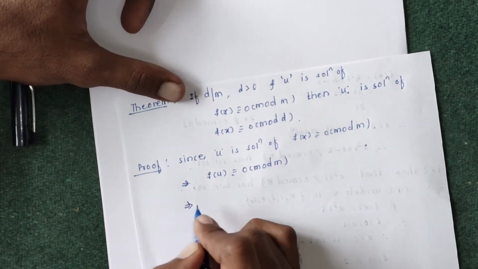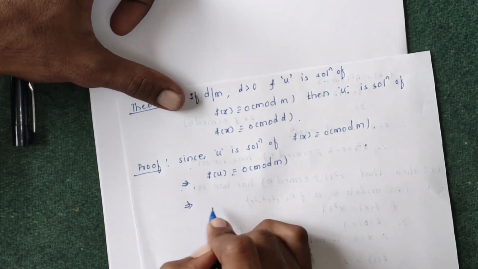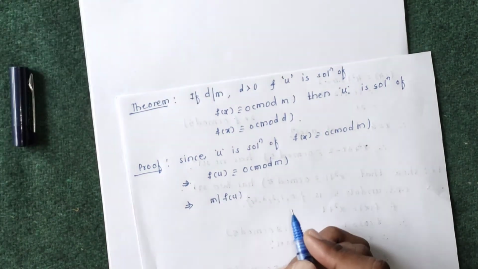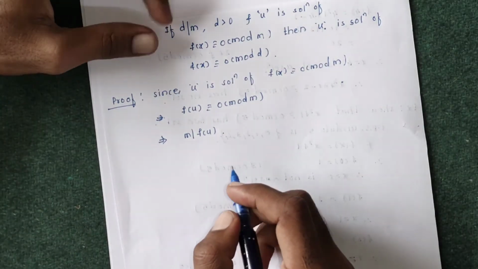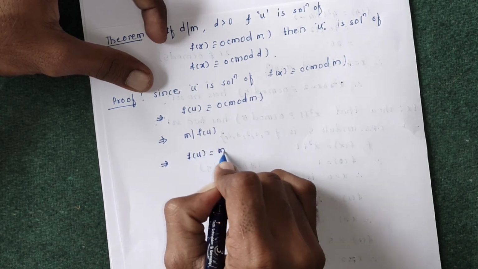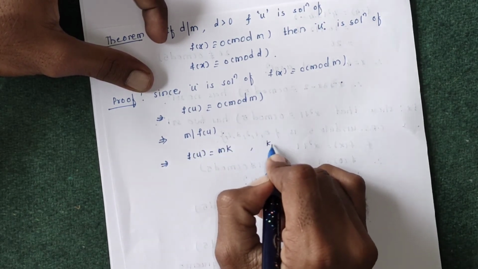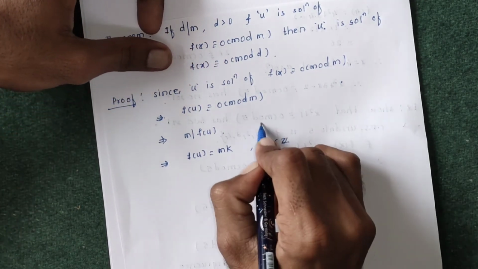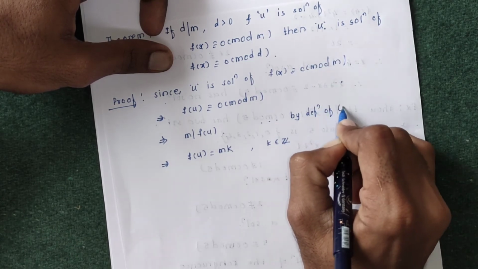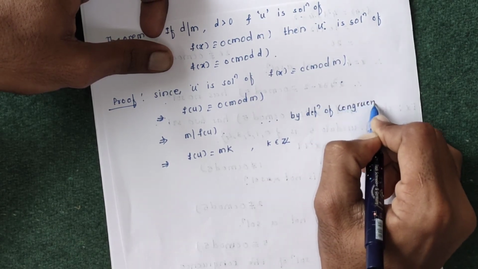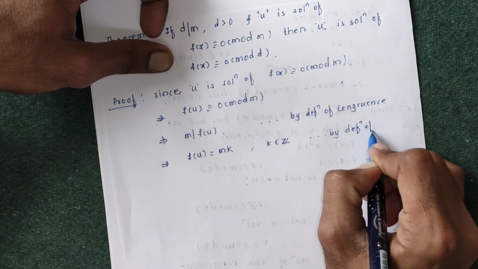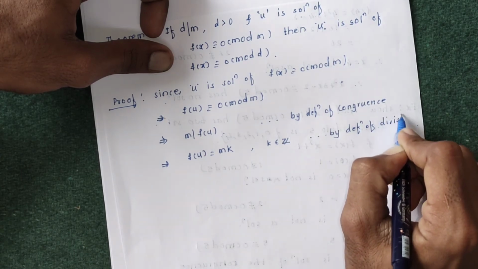Now by using the definition of congruence, we can write m divides f of u. Now using the definition of divisibility, we can write f of u equals m into some k, where this k is an integer. This is by the definition of congruence, and this is by the definition of divisibility.